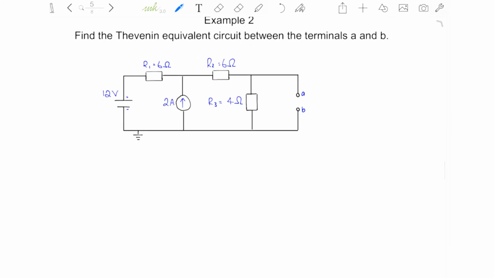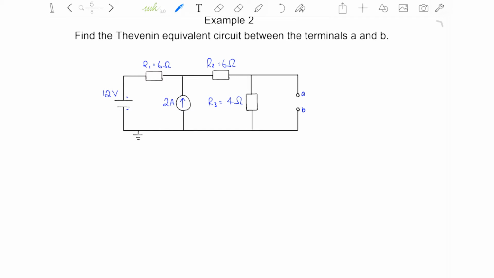Example 2. Find the Thevenin equivalent circuit between the terminals A and B. As you can see below, there is both a current source and a voltage source, so they will both have to be removed when calculating the Thevenin resistance. So step 1, remove the load resistor.